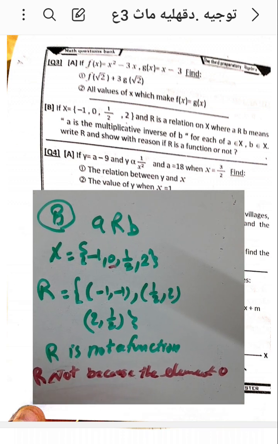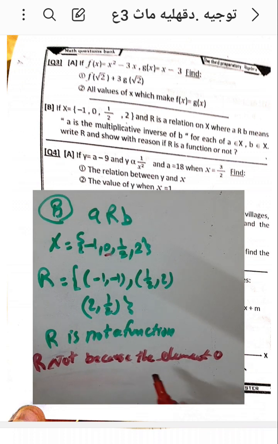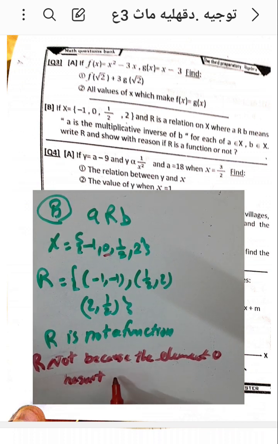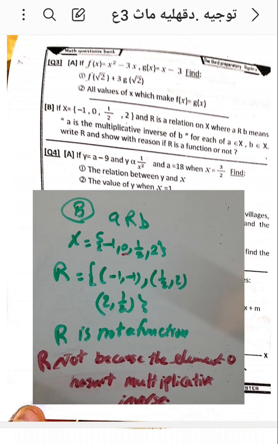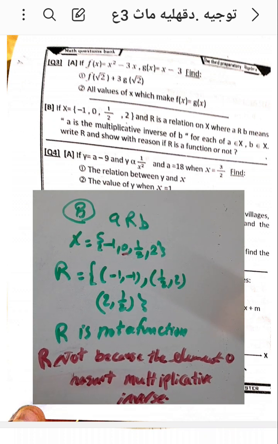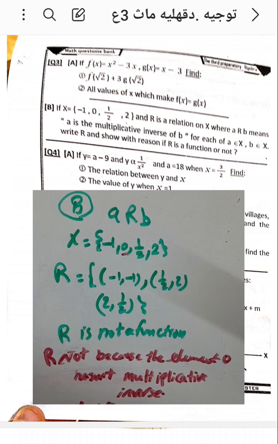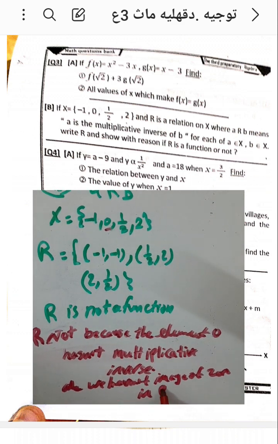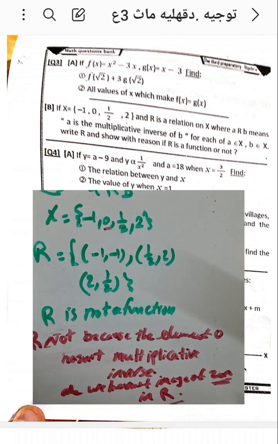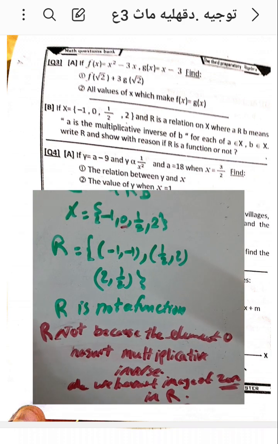Okay, I will write with me here. R is not a function because the element 0 hasn't a multiplicative inverse, and we haven't an image of 0 in the relation. Okay, understood? Next question.